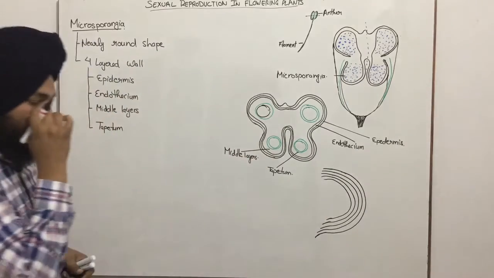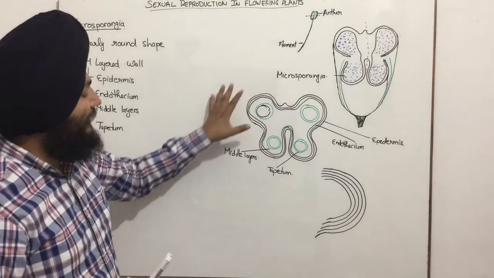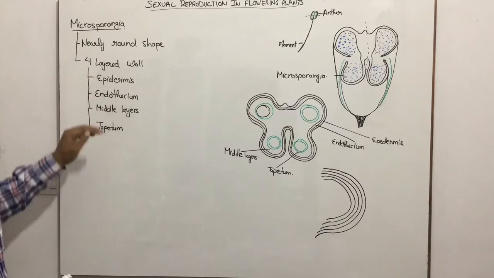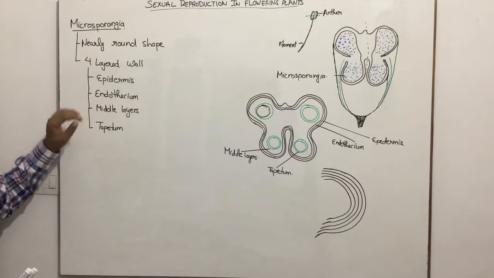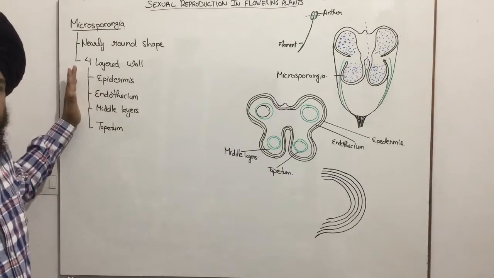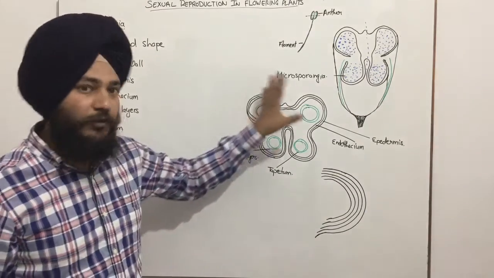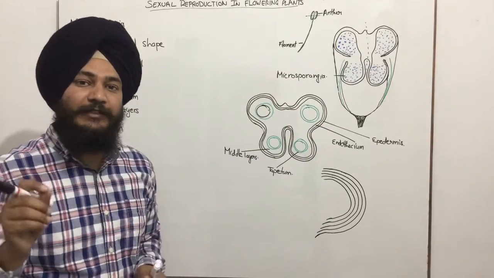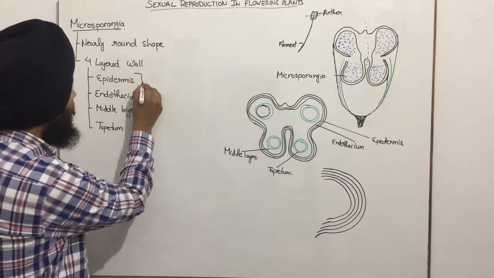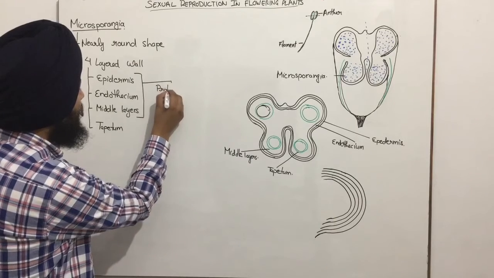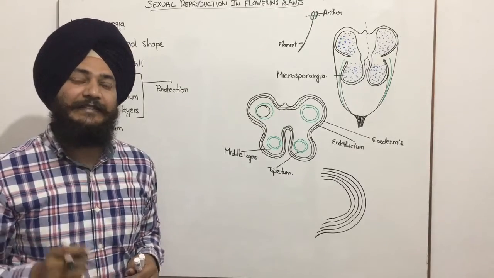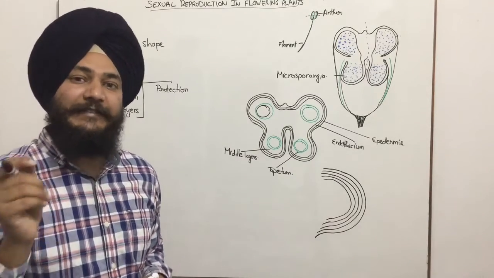Okay, so in total we have a four layered wall around each microsporangium. So the outer one is the epidermis, then we have the second one, that is the endothecium, then we have the middle layers, then we have the tapetum. And among these four layers, the first three layers, the outer three layers, their main function is protection, and the other role of these layers is that they help in the dehiscence.